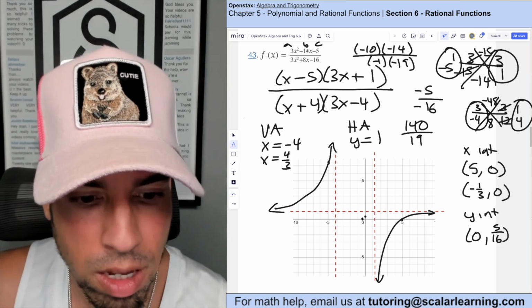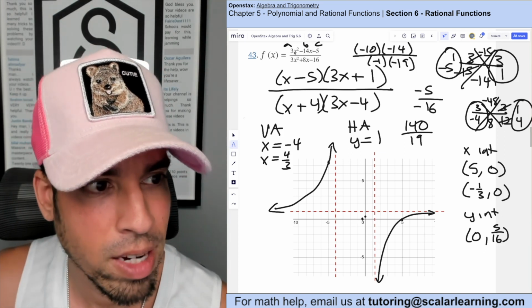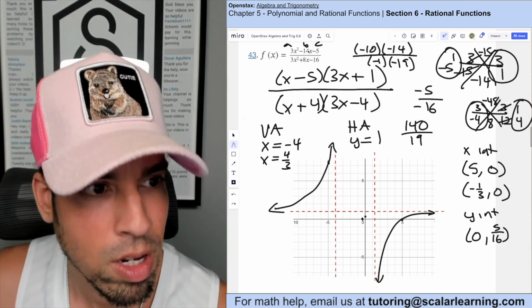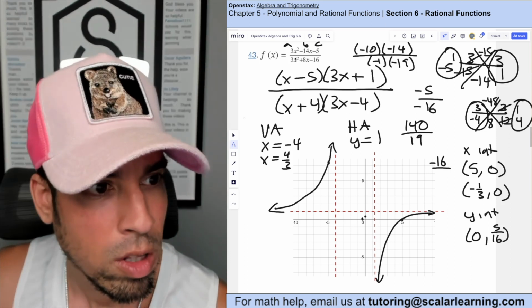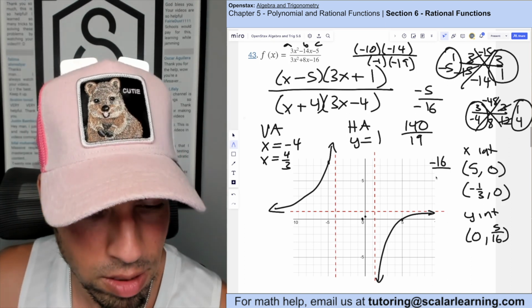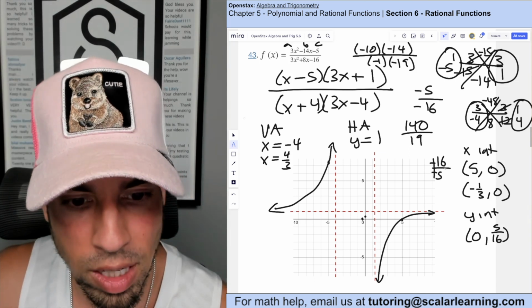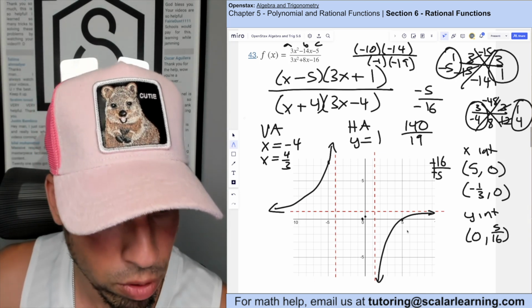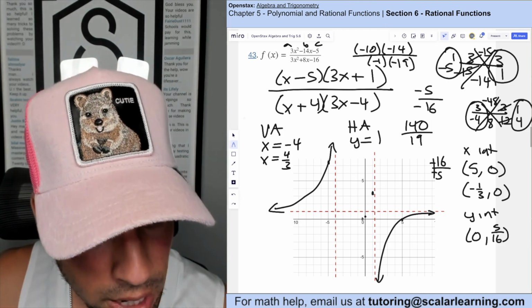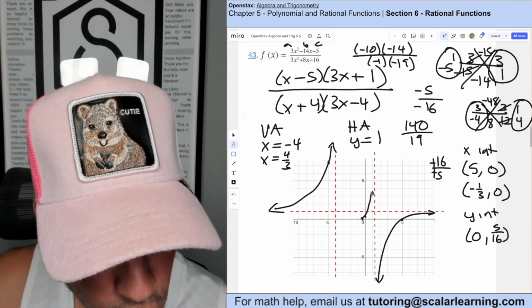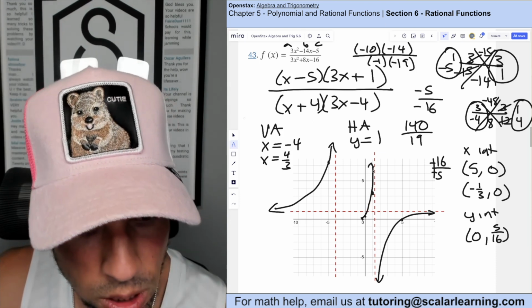So I'm going to plug it into the unfactored form just because I think it's a little bit faster. We got 3 minus 14, which is negative 11, minus 5 is negative 16, over 3 plus 8 is 11, minus 16 is negative 5. So those negatives cancel out. 16 over 5 is a little over 3, which means 1 is going to be somewhere up here. So I already know now as we go up to the right, approaching that asymptote from the left, we're going up and up and up.